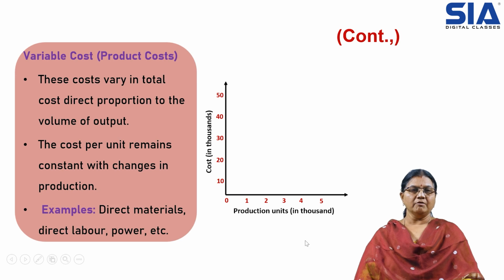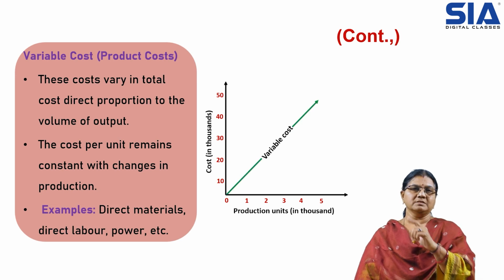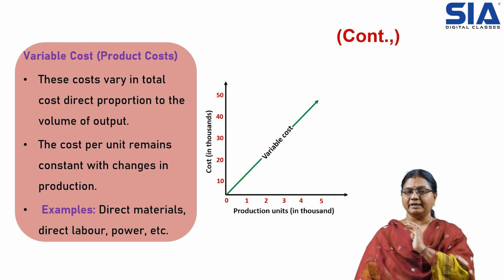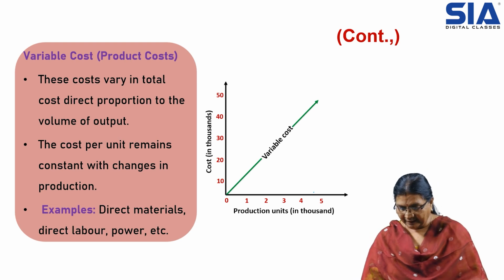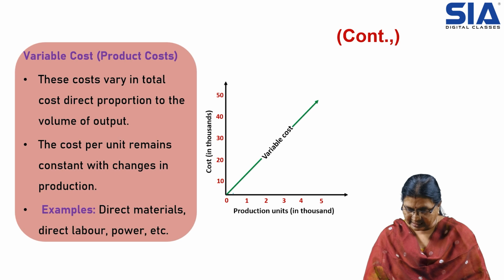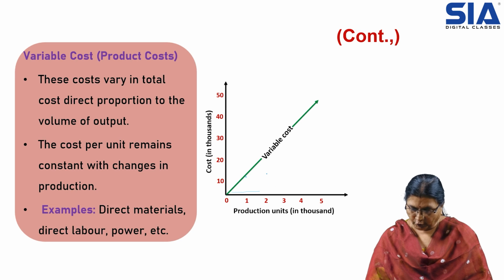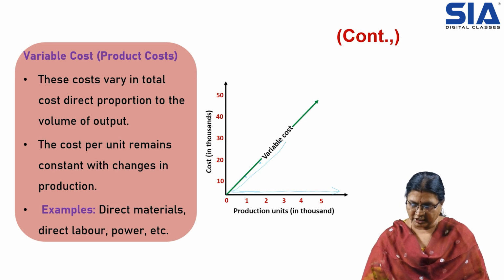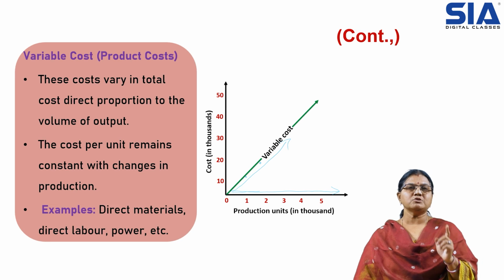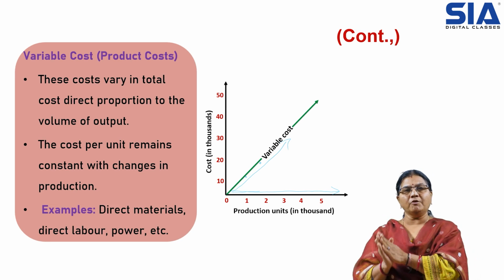So let us see the variable cost line. It is a slant, moving upwards, and at the same time moving to the right side. As the quantity is increasing, the cost is also increasing. You can see, for 1 unit the cost is around 10, and for 2 units it is 20, and for 3 units it is increasing. So when the quantity, the volume we are producing, is increasing, at the same time the cost is also increasing. So variable cost varies depending on the volume of production.